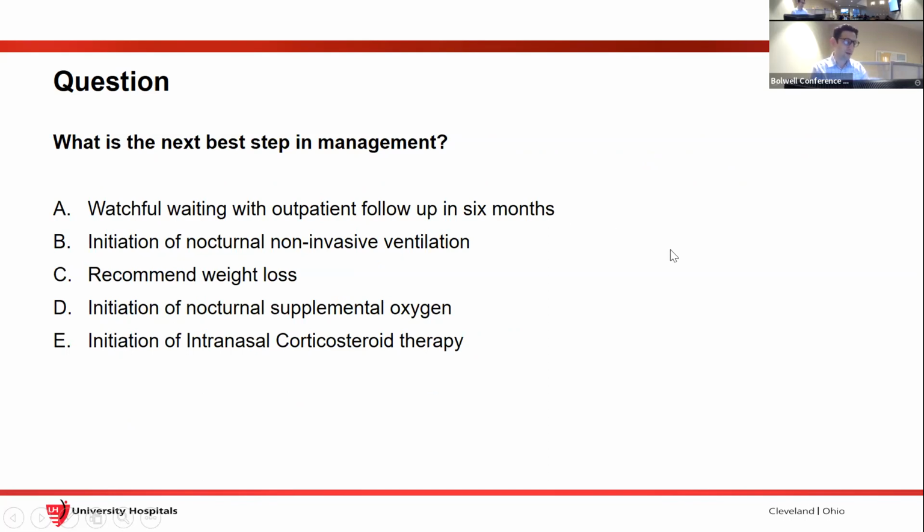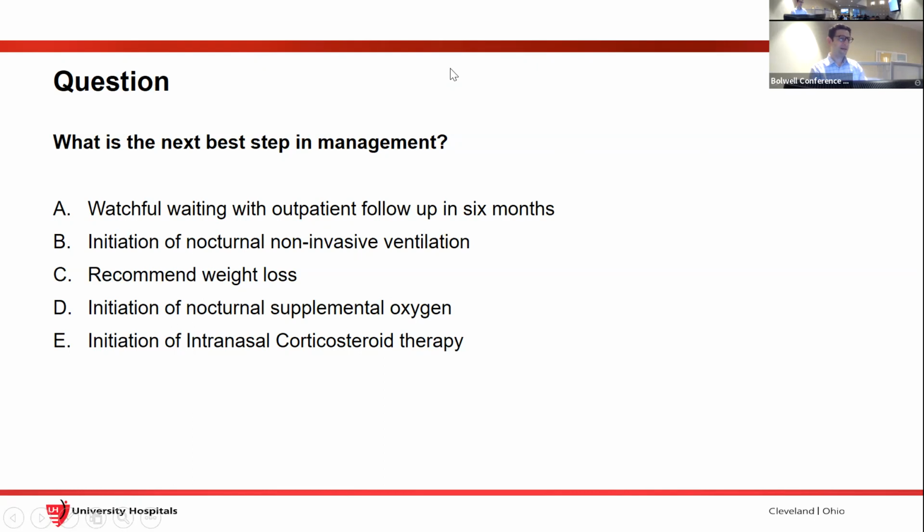A, watchful waiting with outpatient follow-up in 6 months. B, initiation of nocturnal non-invasive ventilation. C, recommend weight loss. D, initiation of nocturnal supplemental oxygen. Or E, initiation of intranasal corticosteroid therapy. Anyone want to venture a guess?